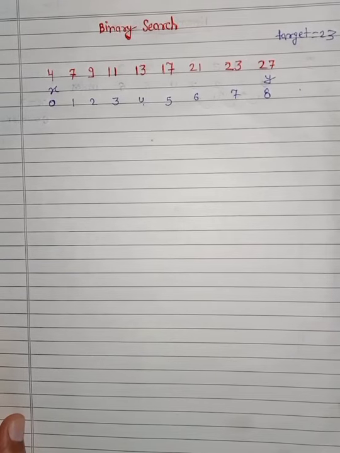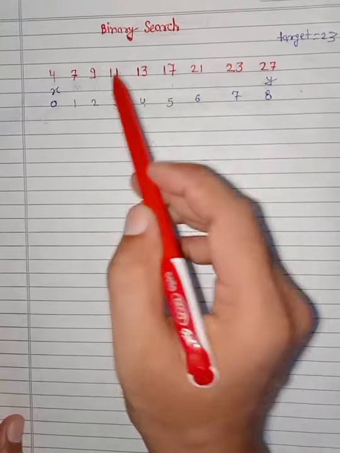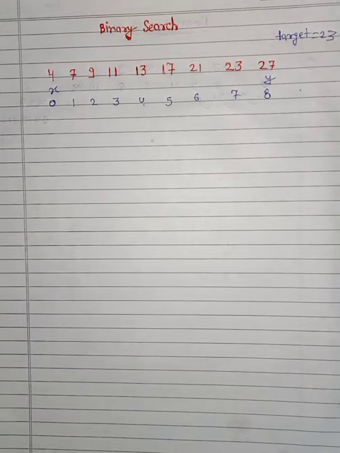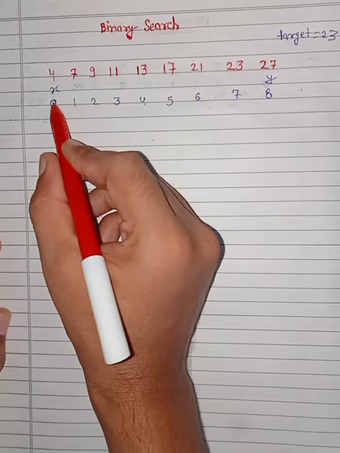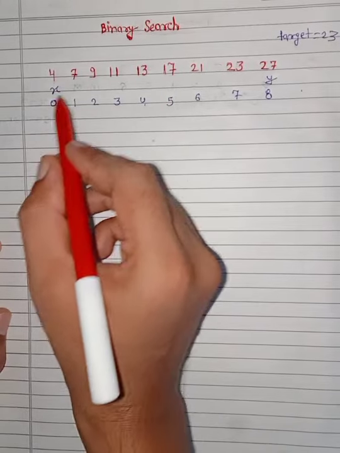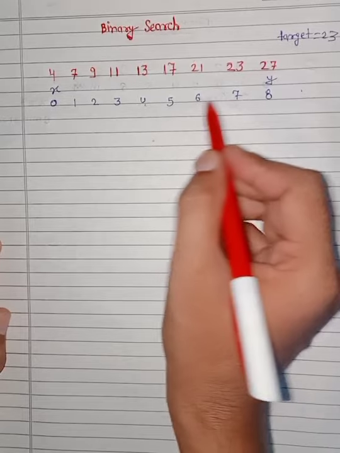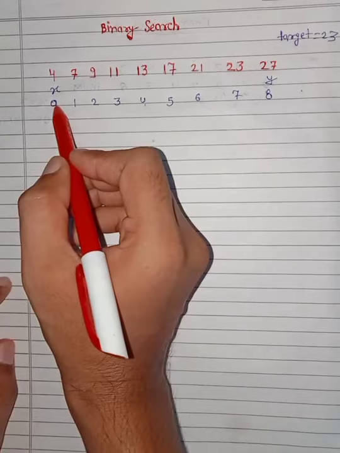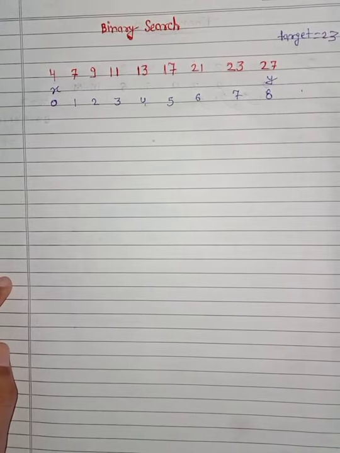Binary search algorithm only works for a sorted set of elements, otherwise we have to sort them first before using the binary search algorithm. So let's say the indexes of these elements are 0, 1, 2, 3, 4, 5 up to 8. Indexes are just positions for these elements, or we can say the counting positions.